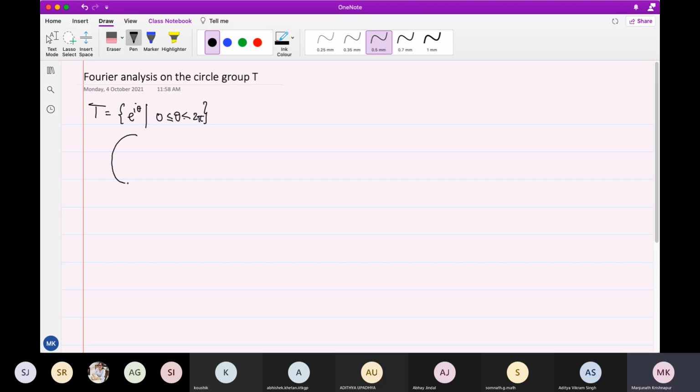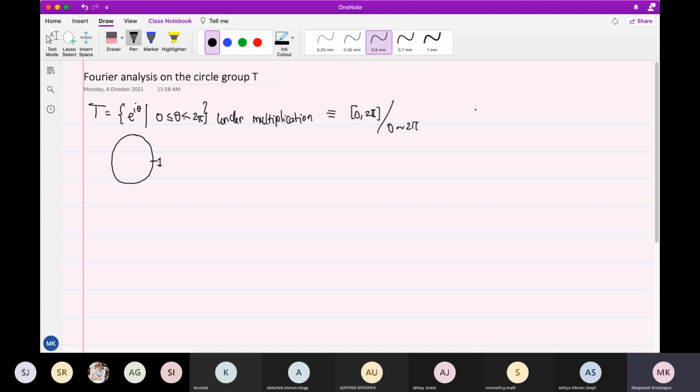Okay, so this is the circle with multiplication. So the identity is 1. So this is also isomorphic, of course, to the interval 0 to 2 pi under the equivalence 0 is equivalent to 2 pi. Meaning you take the segment and do the quotienting where you identify 0 and 2 pi. Okay, so which is addition modulo 2 pi.